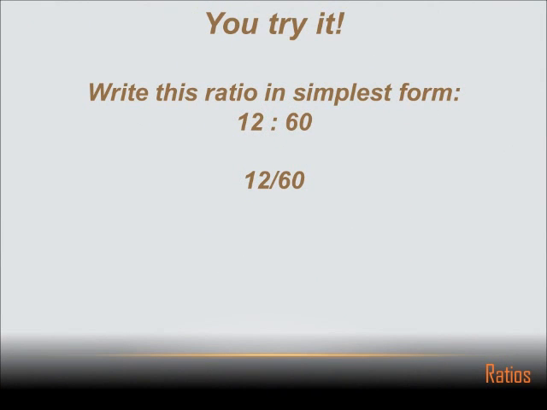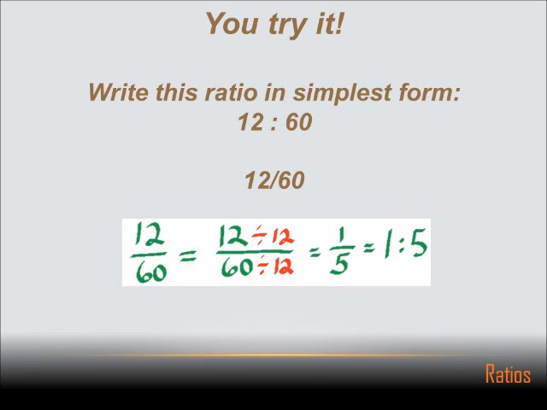Write this ratio in its simplest form, 12 to 60. Well, first of all, we know we can convert that to a fraction, 12/60. And can we simplify that fraction, 12/60? Well, sure we can. Because if I divide the top of that fraction by 12, I get a 1. And if I divide the 60, the denominator of that fraction, by 12, 12 goes into 60 5 times. So I can simplify the fraction to 1/5. And I could rewrite that 1:5, 1 to 5.